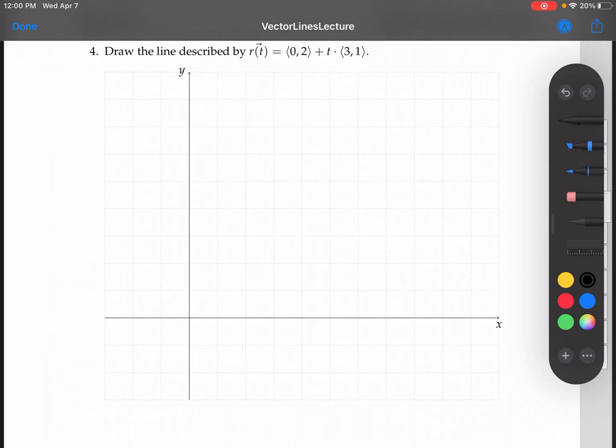Now we're going to draw the line described by r of t equals the position vector 0, 2 plus scalar multiples of the direction vector 3, 1. So let's just draw those vectors. The position vector 0, 2 is that vector there. And the direction vector, let's see, over 3 up 1 is that vector there.